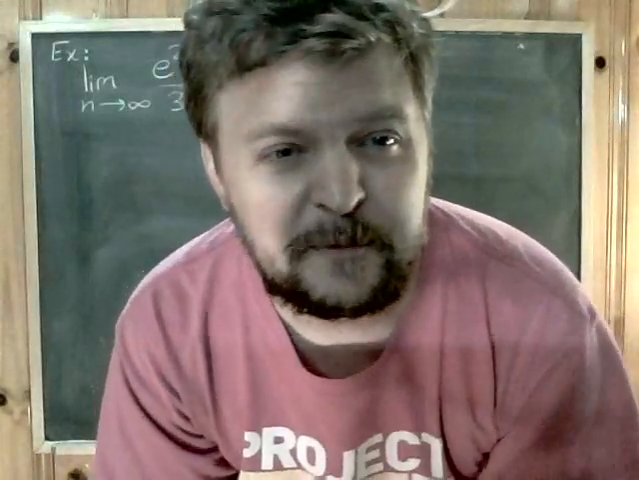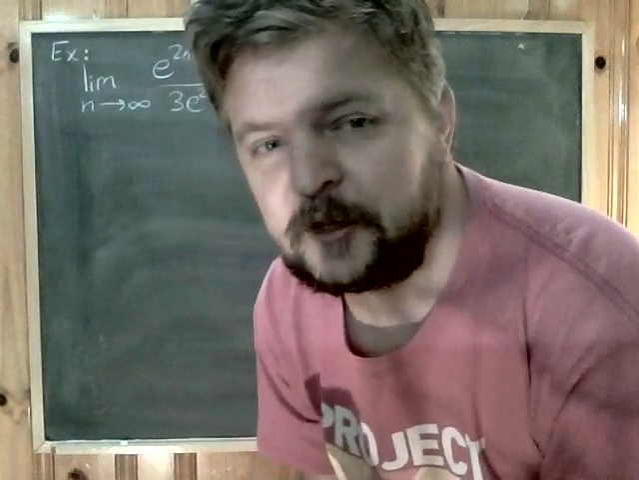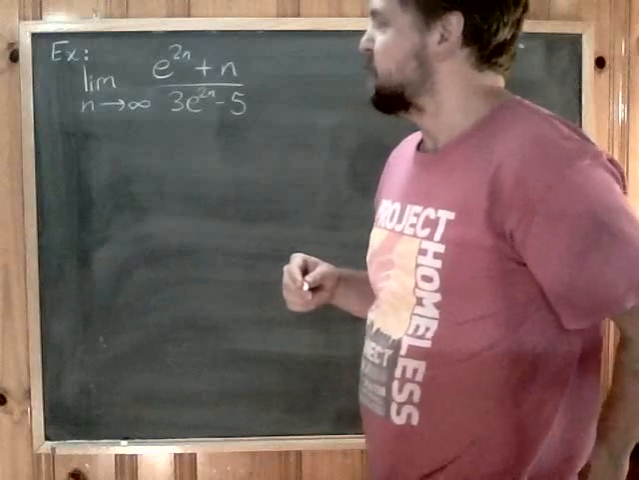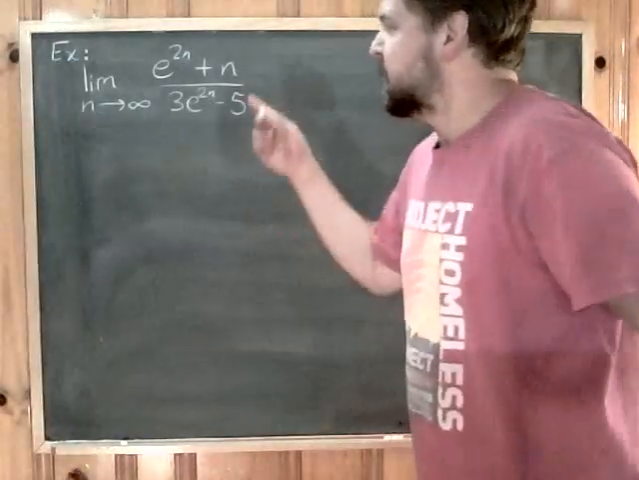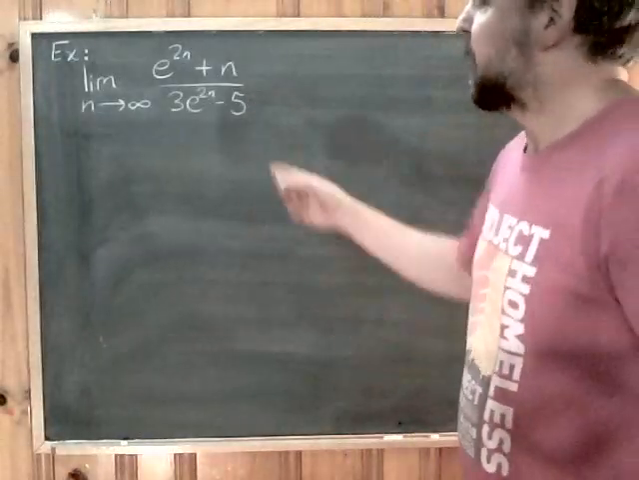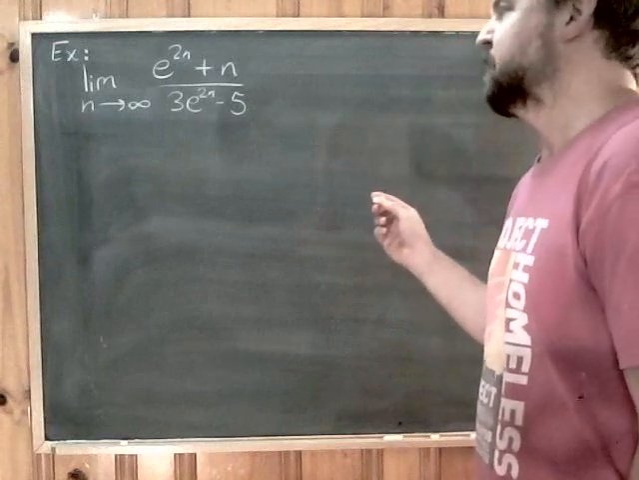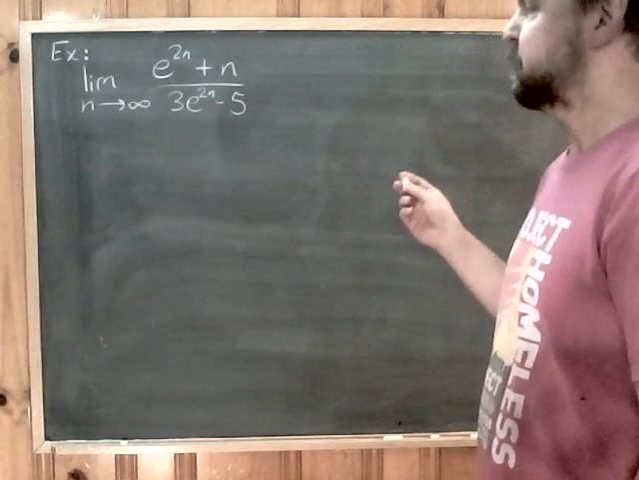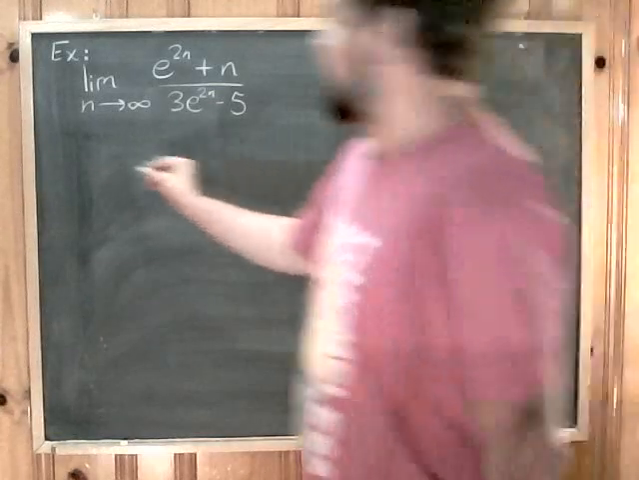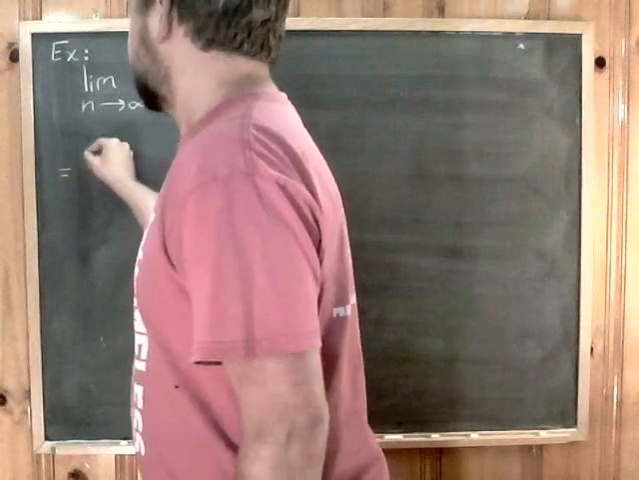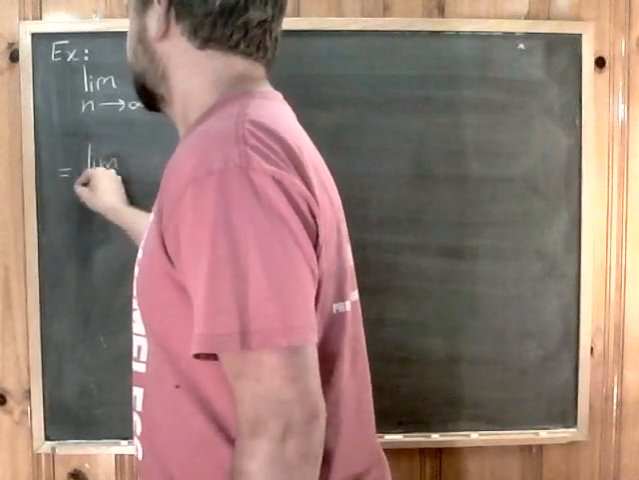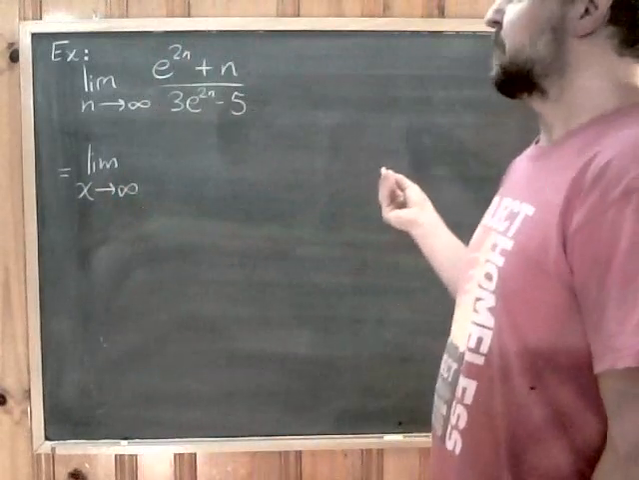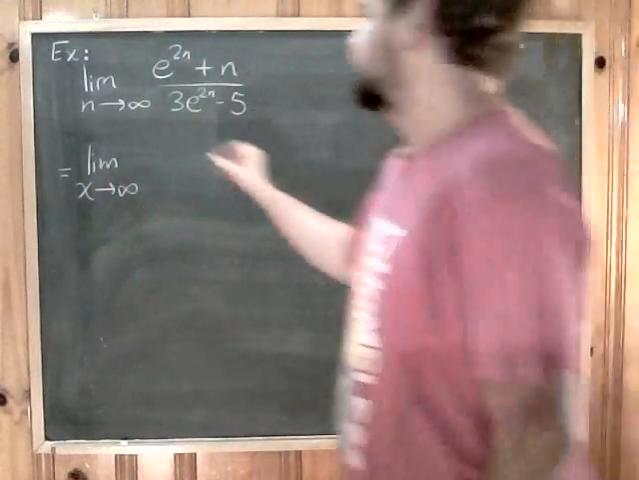Alright, here's an example from the notes, but let's work it out slowly. It has the limit as n goes to infinity of (e^(2n) + n) divided by (3e^(2n) - 5). So our theorem says that if this limit exists, we can say it's equal to the limit as x goes to infinity, and we just replace every n with an x.